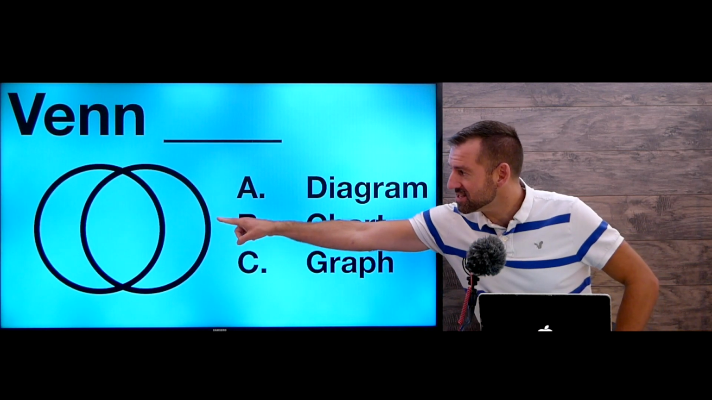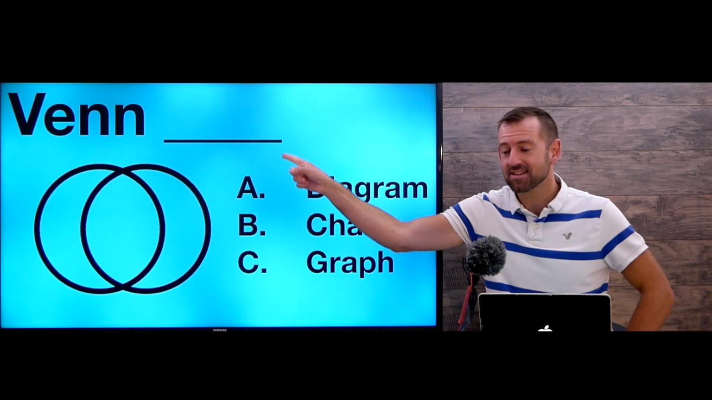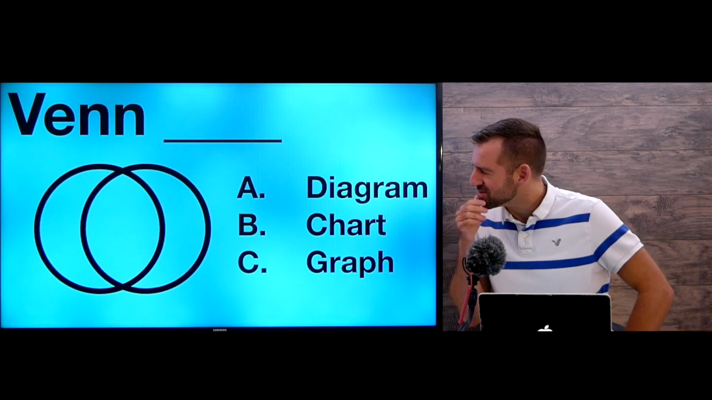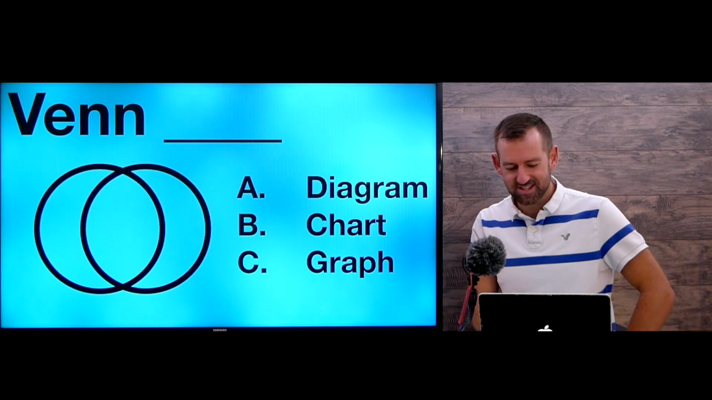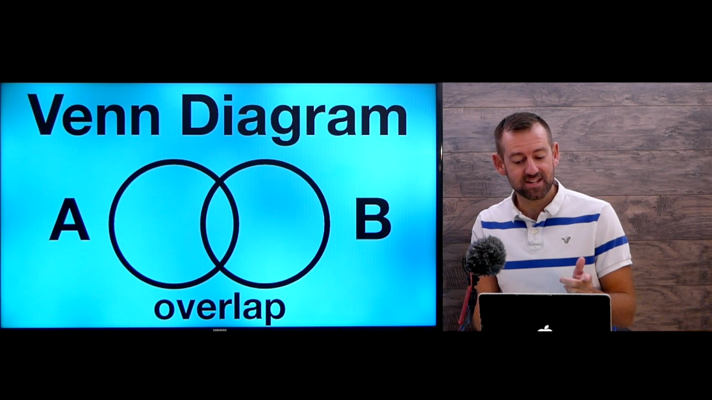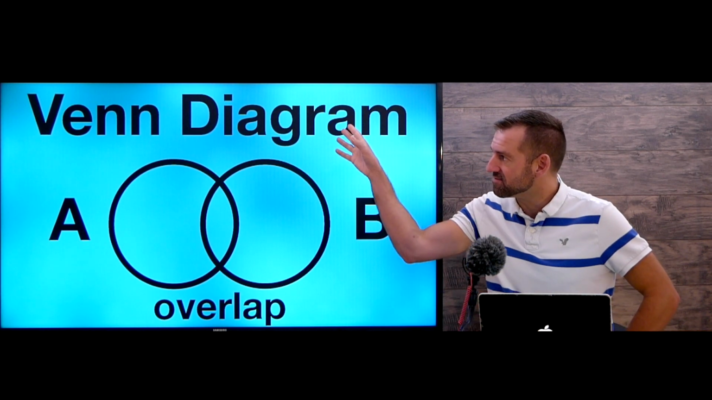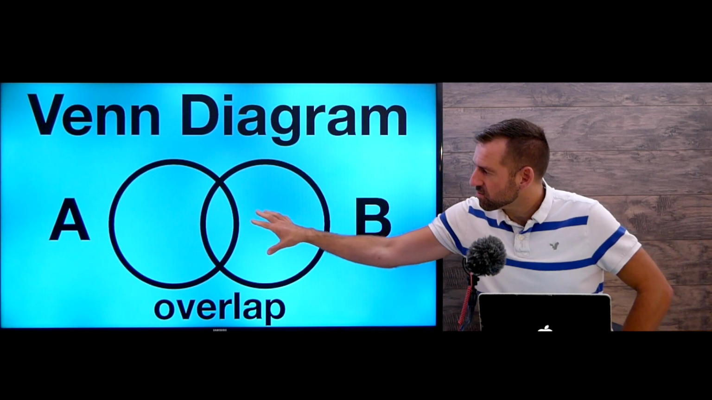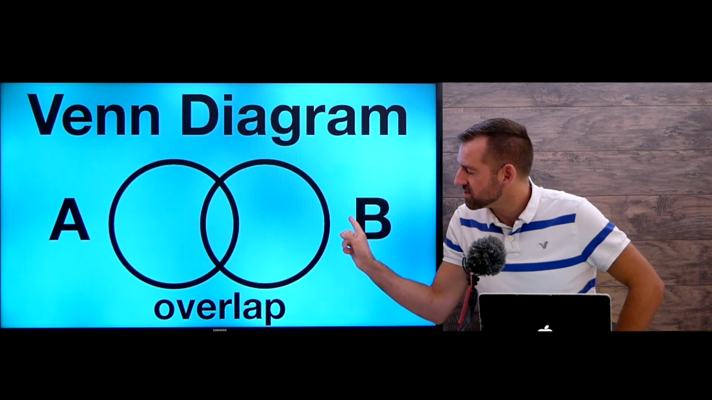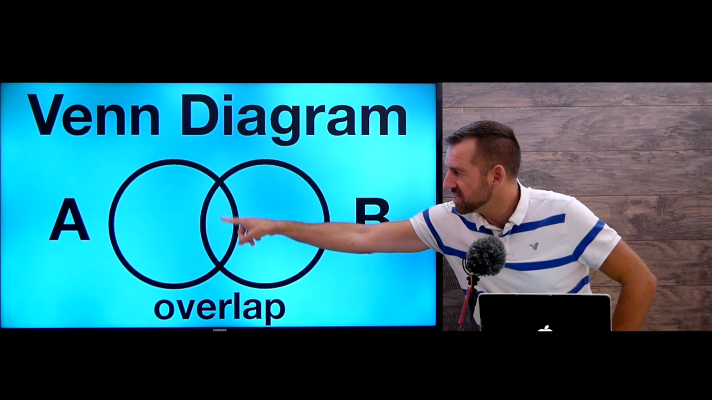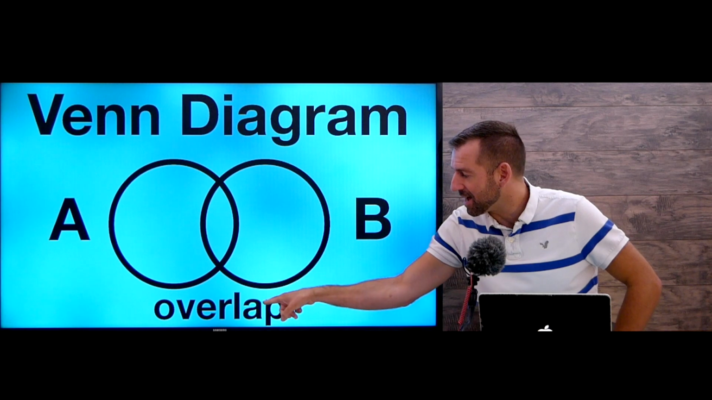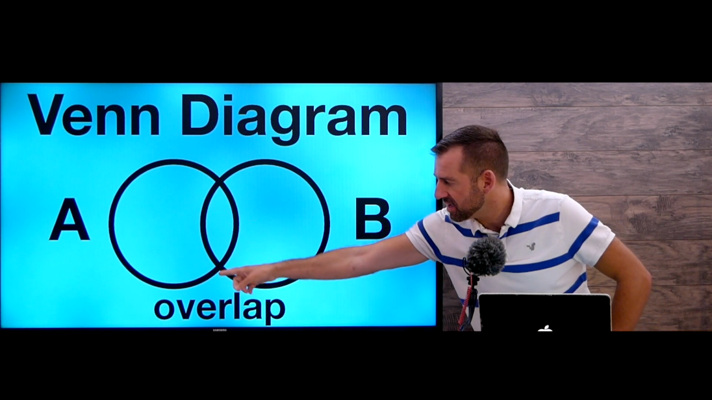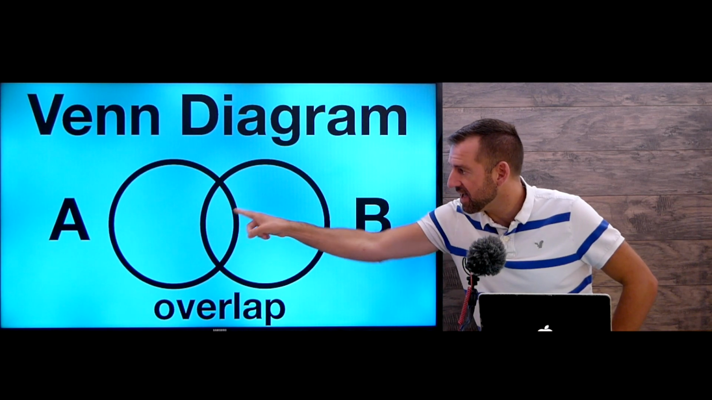Okay, so this is called a Venn diagram, chart, or graph. What do you think? Which one is right? Well, I'm going to tell you. It's called a Venn diagram. It shows something related to something else with a piece in the middle that overlaps. So here we have B, there we have A, and in the middle we have A and B.